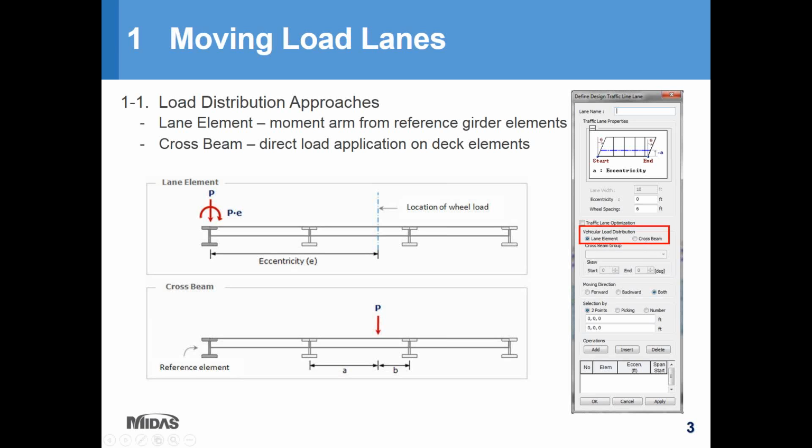When the crossbeam distribution method is selected, as you can see, the applied loads are directly applied to beam elements, which are crossbeams. And when users activate the crossbeam, the user can select which beam group. This beam group can be defined in the structural group, and the applied moving load is directly applied to the beam elements, and then it's transferred to the girders and then to the support.